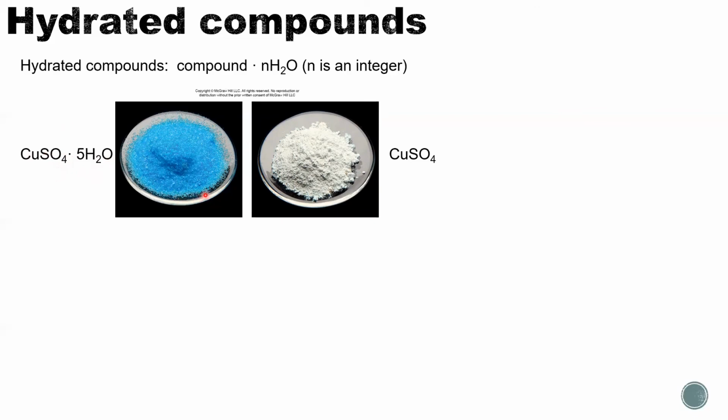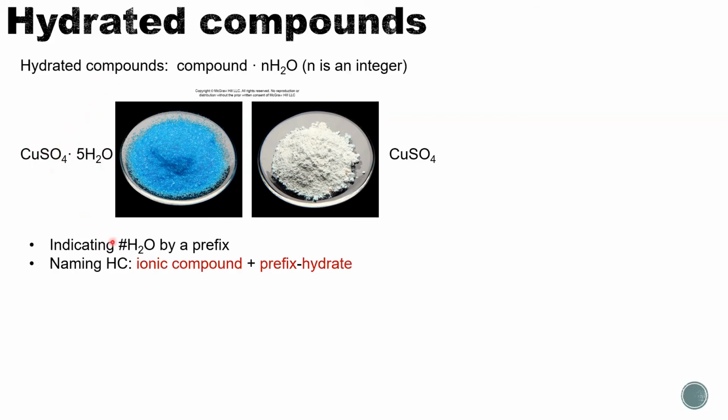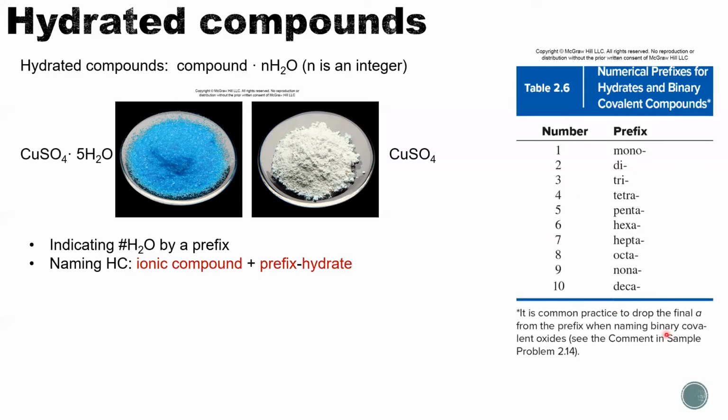Again, here it's not in solution. You cannot find any liquid here, but you can see the color changed, indicating the compound formula changed. A special chemical bond connects these two together. For naming hydrated compounds, we need to indicate the number of water molecules by using a prefix. We write the name of the ionic compound, then the prefix and hydrate as a suffix, indicating it's a hydrated compound. The prefixes are the same ones we used for naming covalent compounds. Remember, only the prefixes used for hydrocarbons are different. All the others are the same.